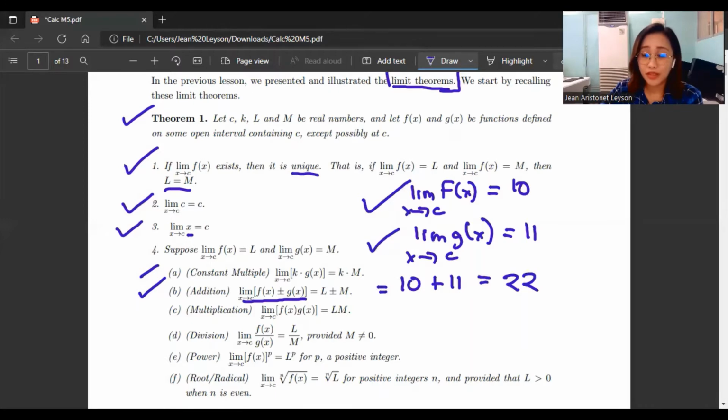So same thing with subtraction. If we'll be using subtraction here, simply subtract. So that's minus. That will give us -1. Okay. Let me erase this one.